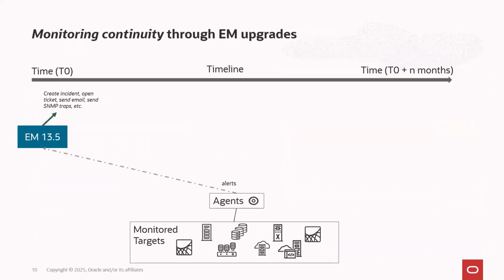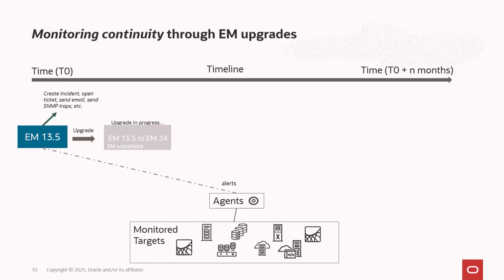Now, let's walk through some examples to give you more details on how this works. Let's first talk about monitoring continuity throughout EM upgrades, and let's start with EM 13.5. Let's say you're at EM 13.5 and you're using this to create incidents based on the alerts that the agents are detecting and raising. Then use EM 13.5 to perhaps create an incident, open a ticket, and send emails and SNMP traps, etc.